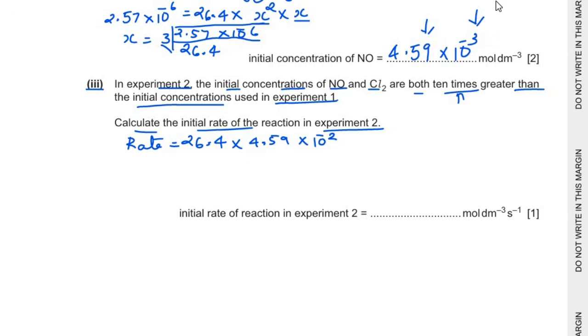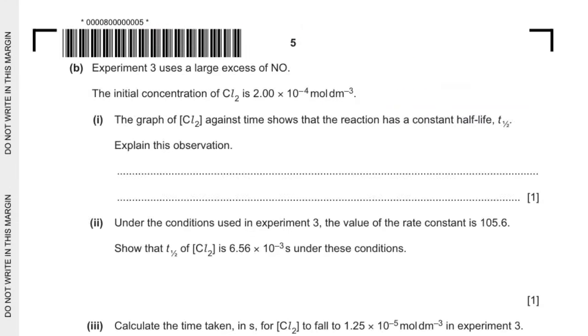So now if this concentration is both for nitrogen monoxide and chlorine, then it has to go into the power of cube. So if we substitute all these values and find out, then we get 2.57 into 10 power minus 3. So this is the rate. We calculate 2.57 into 10 power minus 3 moles per dm cube per second. So here we calculate the initial rate of reaction for experiment 2. The second, that is the B part.